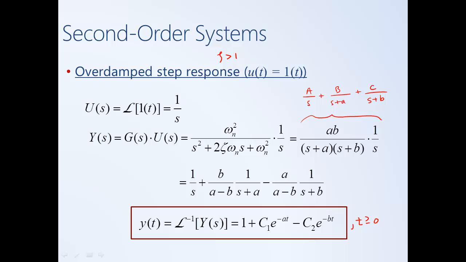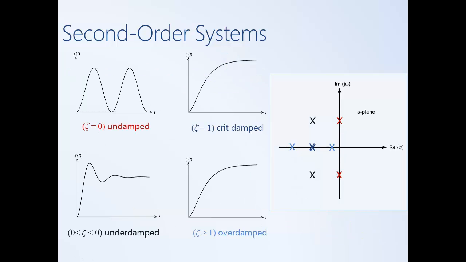So looking at this, we have a constant plus decaying exponentials. Therefore, this looks very much like a first-order system. The only difference is the behavior at the origin.